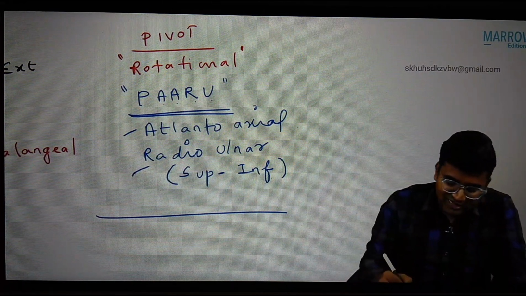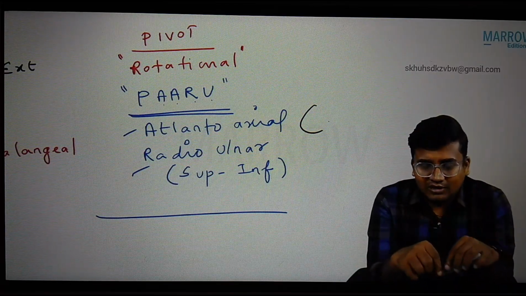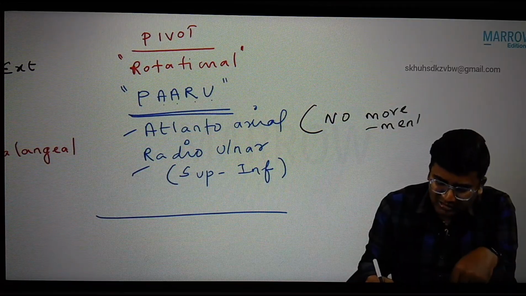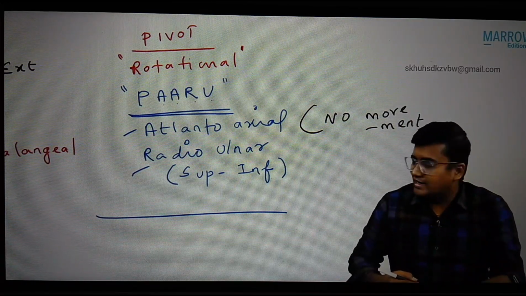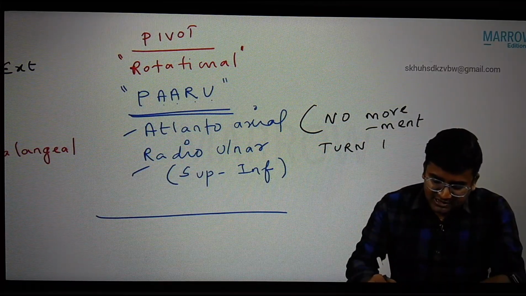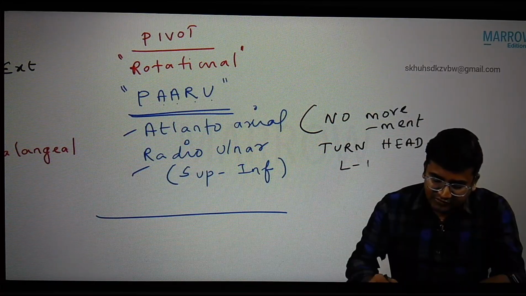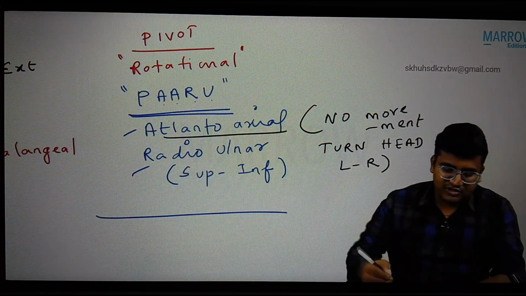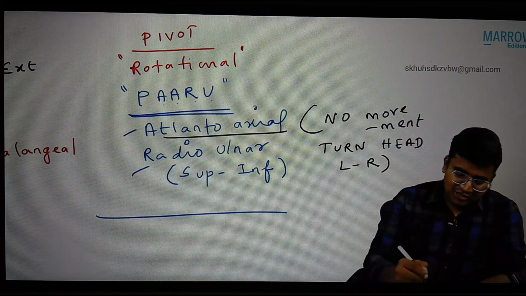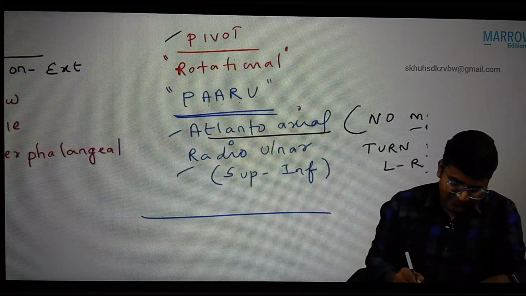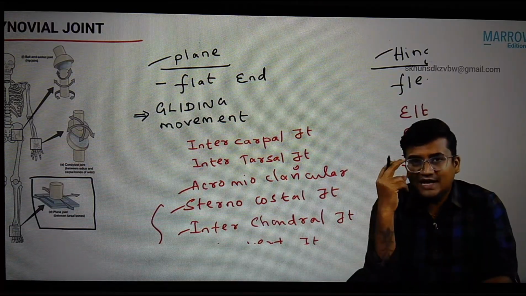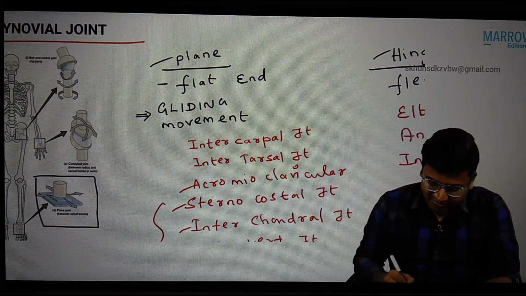Now what type of movement will occur in the atlanto-axial joint? No movement will occur. What is no movement? No movement means turning the head left to right. This is the no movement. 2018 AIIMS question. So no movement is turning the head left to right and vice versa. That is the atlanto-axial joint. Clear? Any doubt? No doubt. So now this pivot, hinge joint and the plane type of synovial, these three joints are uniaxial joints. Okay? Shall we proceed?